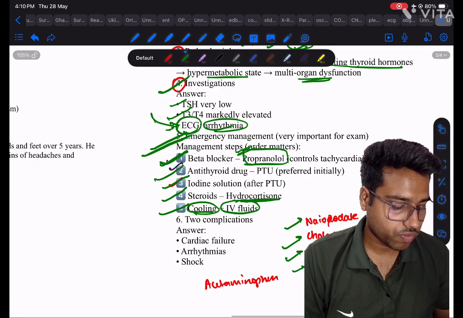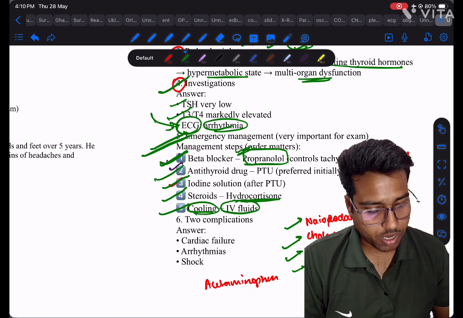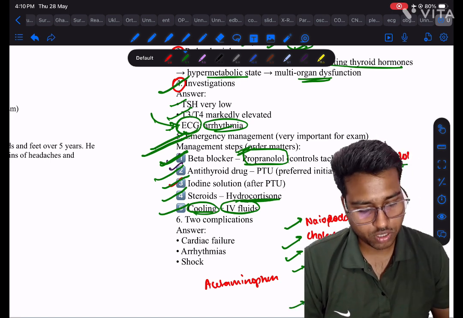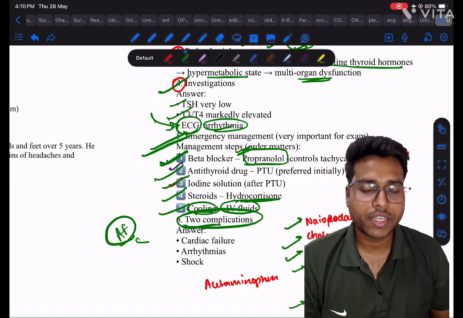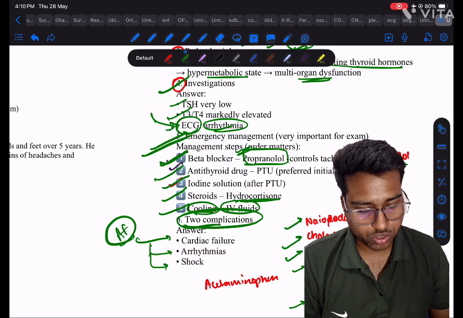We have to give digoxin for cardiac failure. When there is cardiac failure, we have to give digoxin. And plasmapheresis is to remove all the hormones over here. And lithium reduces the production of the hormone. What is the complication over here? There is atrial fibrillation, AFib, happening over here. That can cause cardiac failure, and it also causes arrhythmia. It can also cause shock over here.